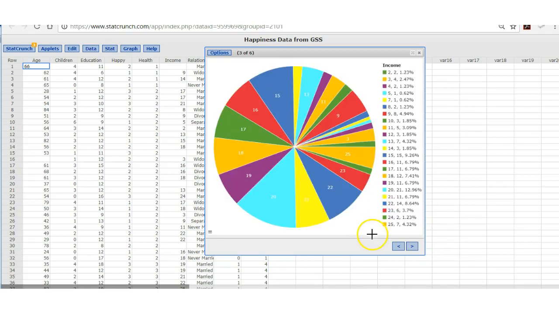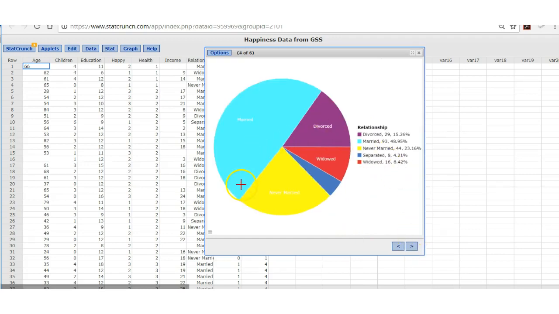Here's one that's not especially useful for the income variable because there were so many different classes. We have all these ones over here that are just tiny little slices of the pie. This graph doesn't really tell us a whole lot. We could see that number 20 has the highest frequency, it has the biggest slice of the pie, but beyond that, this really isn't giving us a whole lot of information. So this would be one where this graph isn't especially useful.